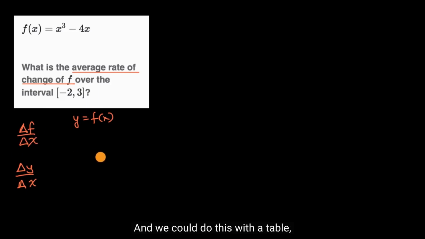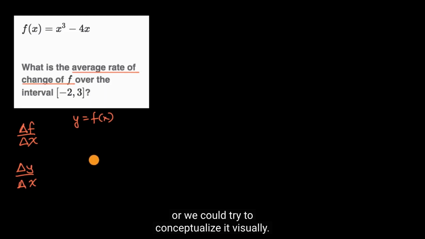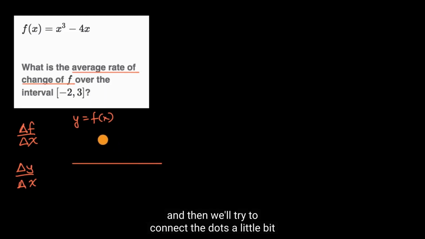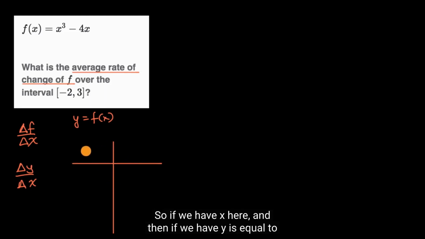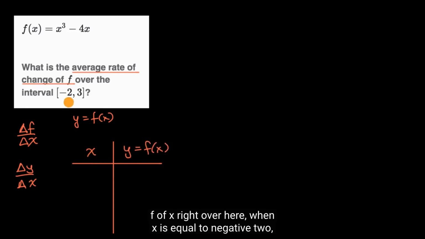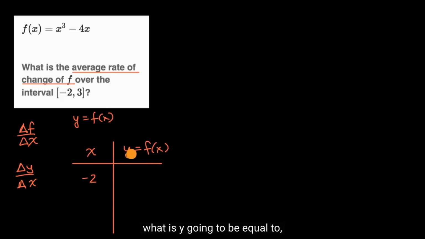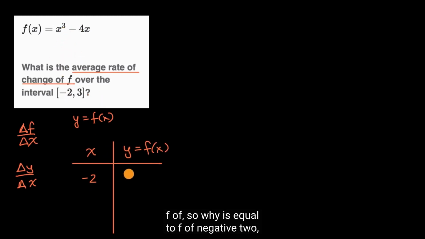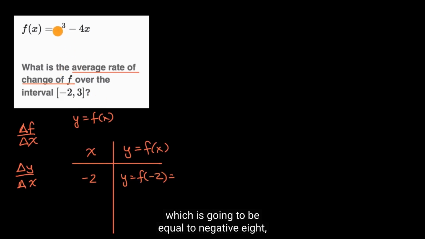And we could do this with a table, or we could try to conceptualize it visually. Let's just do this one with a table, and then we'll try to connect the dots a little bit with a visual. So if we have x here, and then y is equal to f of x right over here, when x is equal to negative 2, what is y going to be equal to? Or what is f of negative 2?